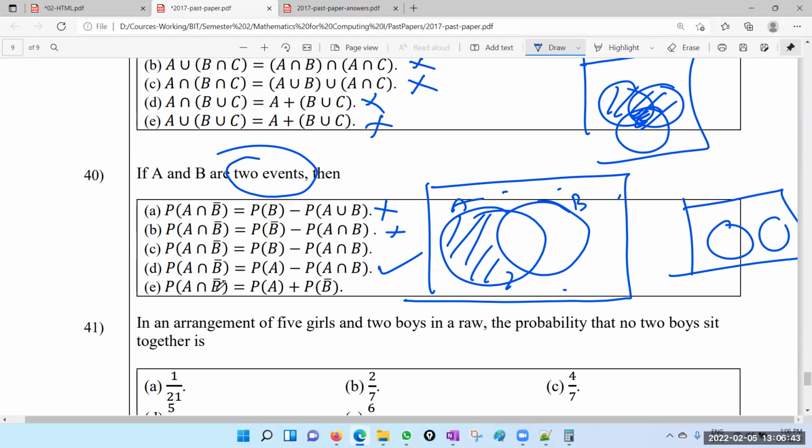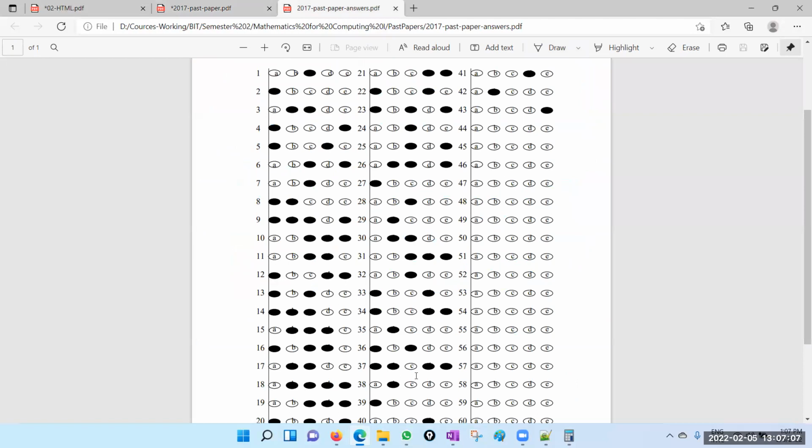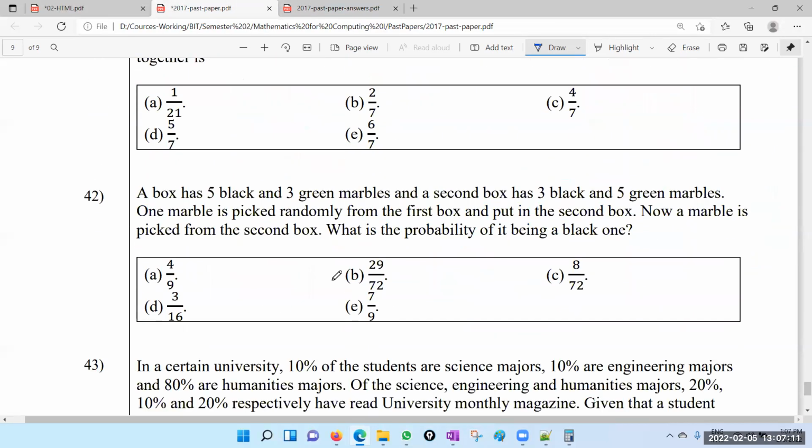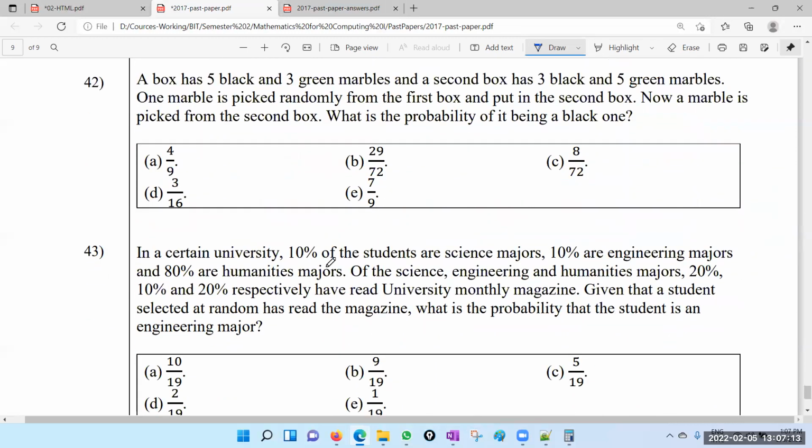Okay. What about this? Is A intersection B bar same as P A plus P B bar? No. A means this one. B bar is something else. Right? B bar is something else. So therefore, answer is D. Answer is D. Right. So this is not a set question. These are.